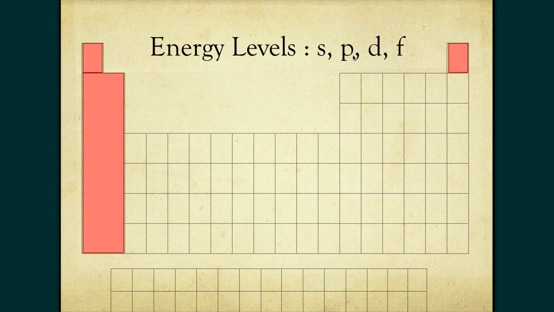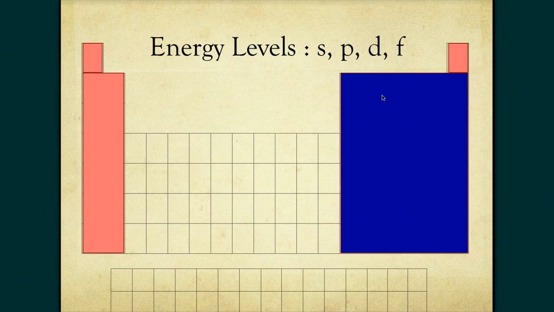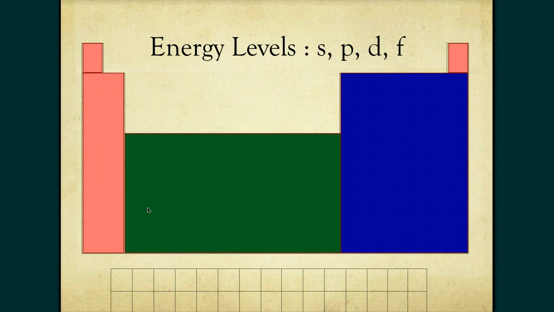Then we have P, and P is our east wing, and we do not have 1P. P starts on the second energy level, so we have 2P, 3P, 4P, 5P, 6P, and 7P. So all levels except for the first one have P, and P can hold 6 electrons, so we go from P1 to P6.